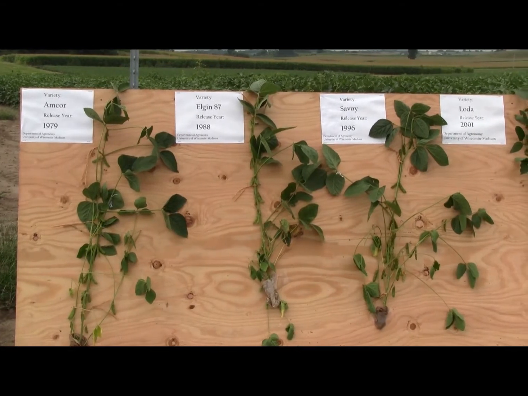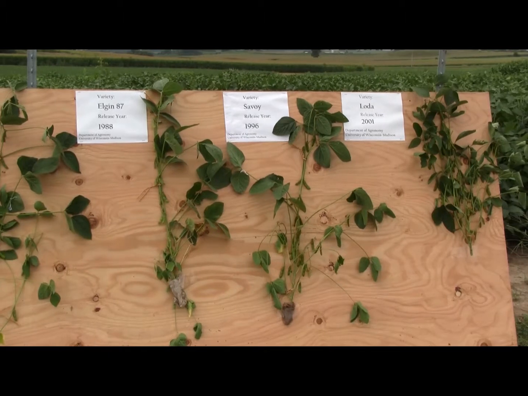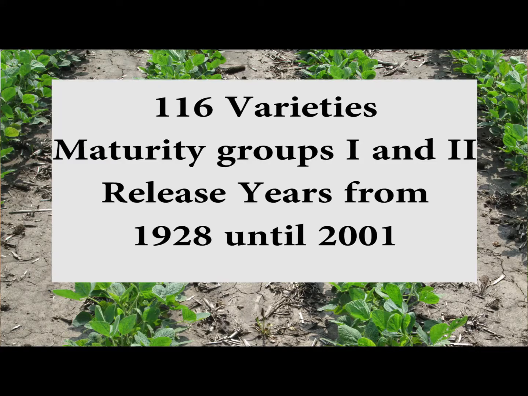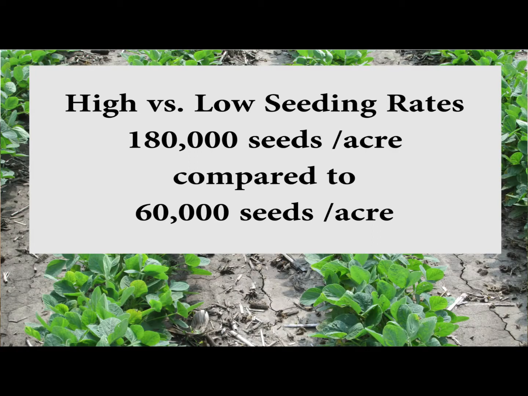And what we did is we had all these cultivars. They were planted 2 years over all 4 of these locations in the states, and we seeded them at either 180,000 seeds per acre or 60,000 seeds per acre. So we were comparing a high seeding rate with what I would say is a real low seeding rate.